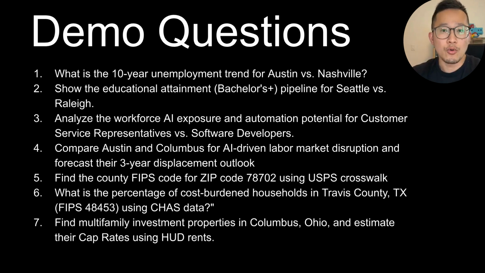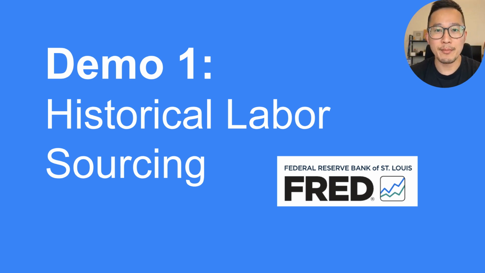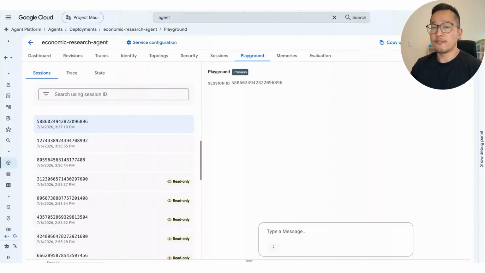Let's run through a demo with 7 sample queries so you can see exactly how this agent works and how it retrieves the live data. Our first query demo is for historical labor trends sourcing via FRED API. First, let's look at historical labor trends.